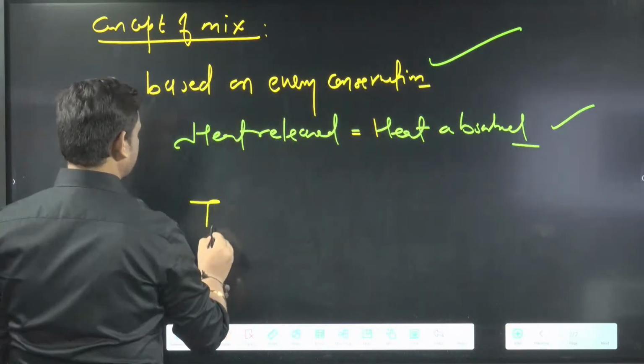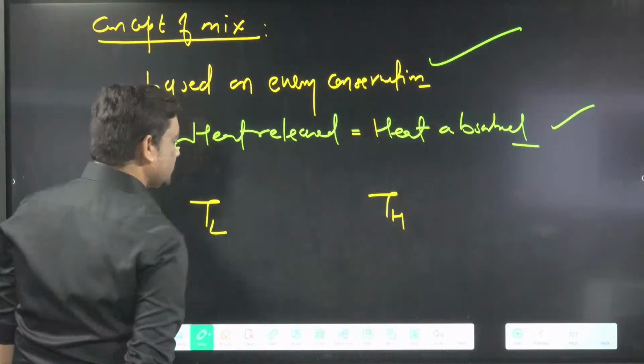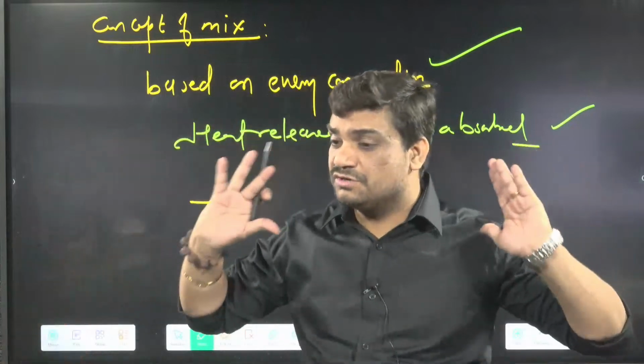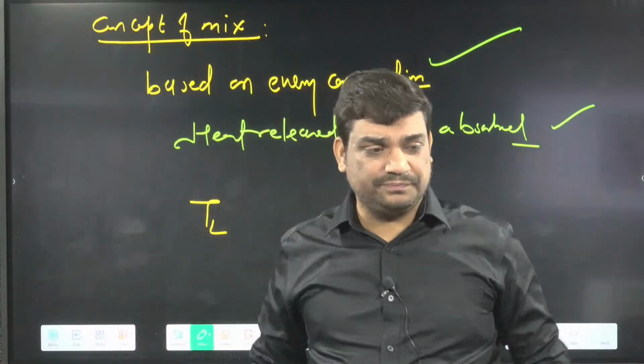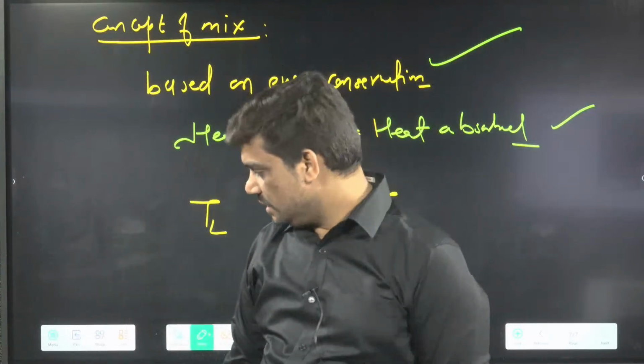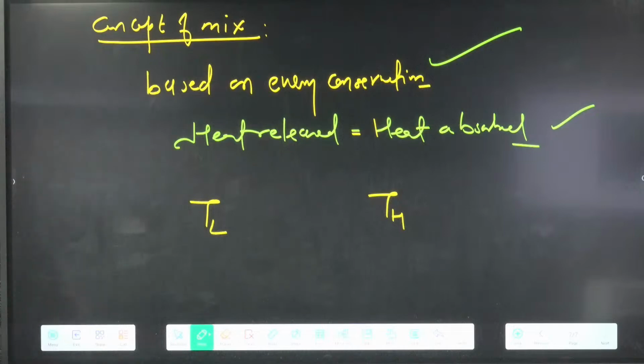One is at a low temperature, one is at a higher temperature. So you can say the temperature of the mixture will be between low and high. Can the temperature of the mixture be more than the higher temperature? Yes? No. Can the temperature of the mixture be lower than the lower temperature? No.